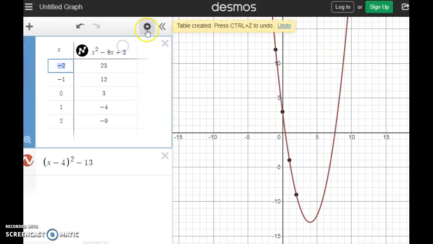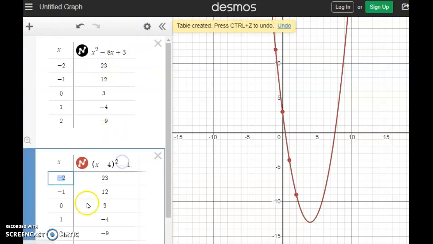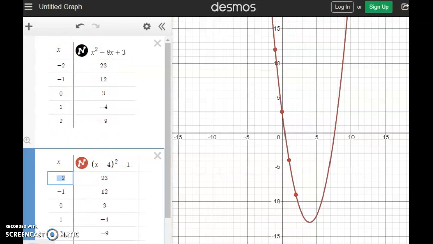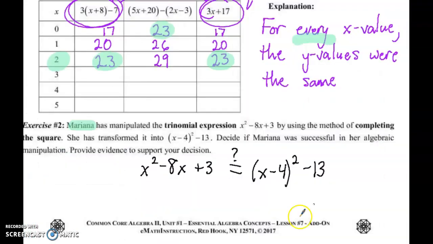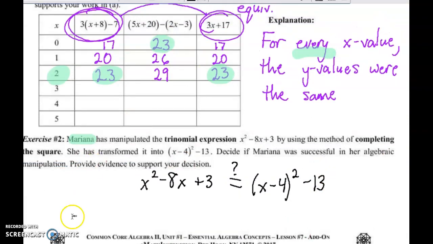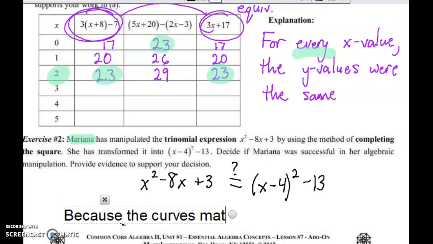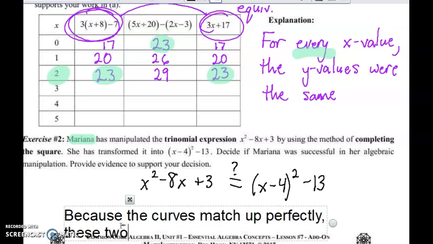You can also look at the table of values. Change each of these to the tables. Is every y value the same? Does every y value match up with each x value? That answer is yes. So what does that mean? Mariana did this correctly. So maybe I'm going to type it out, save me some time. Because the curves match up perfectly, these two expressions are equivalent.